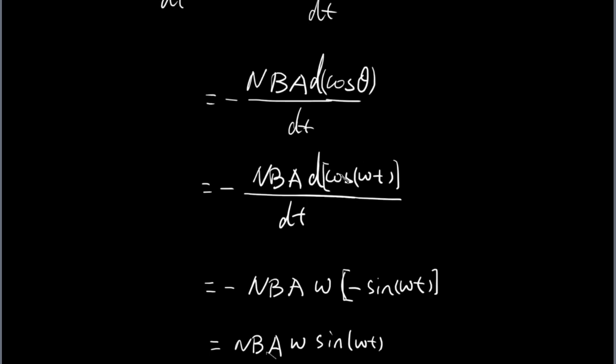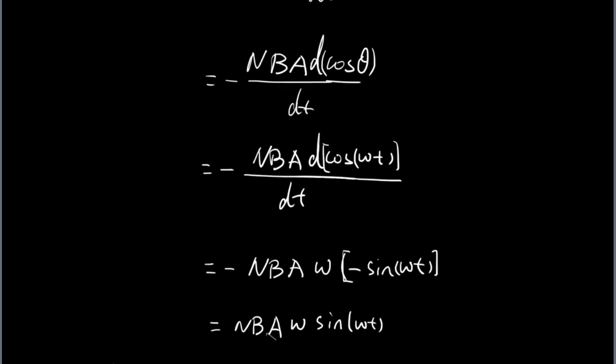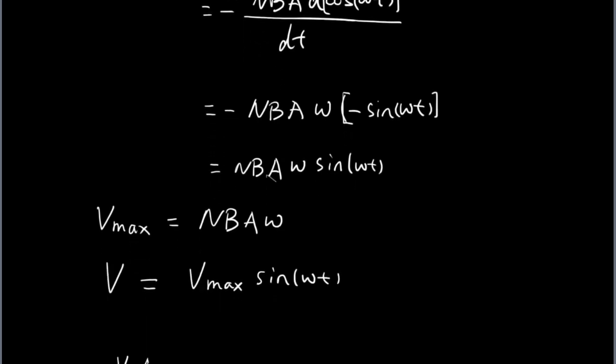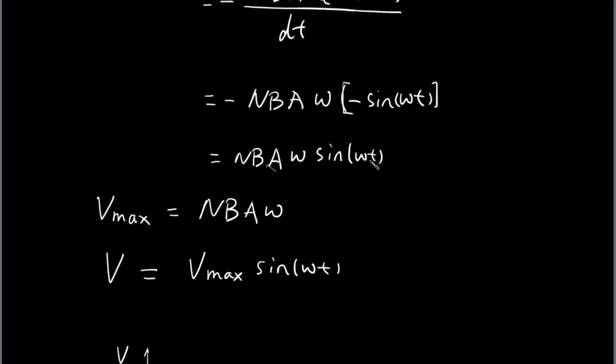So d cosine omega t over dt is minus sine omega t times omega. So induced EMF is this. As NBA omega is constant, when sine omega t is 1, Vmax equals this. So V is a function of time, Vmax times sine omega t.